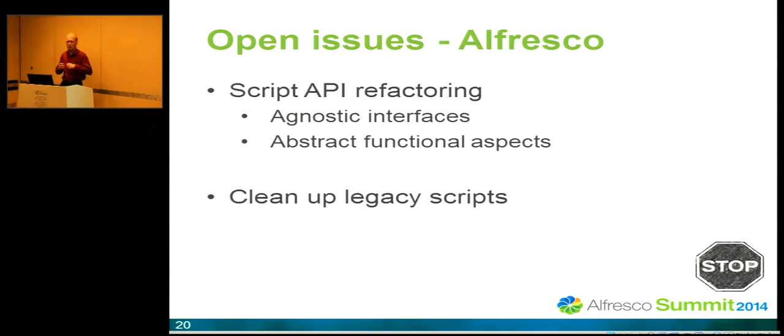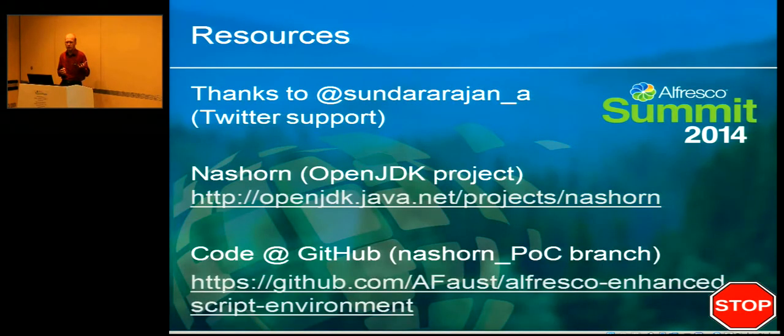And before we can actually see Nashorn in Alfresco, there's a lot of effort that needs to be done. The most significant one would be a complete refactoring of the script API to remove any Rhino specifics and allow multiple script environments to use these APIs. Please keep up with further updates as they come.